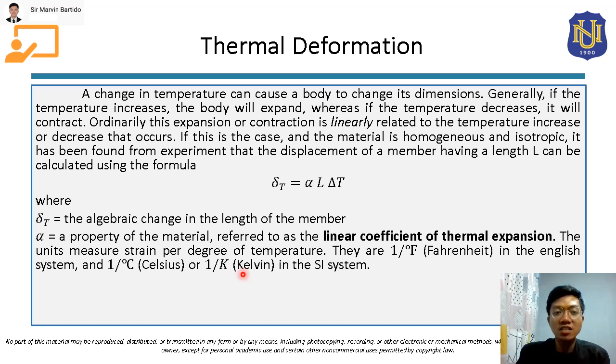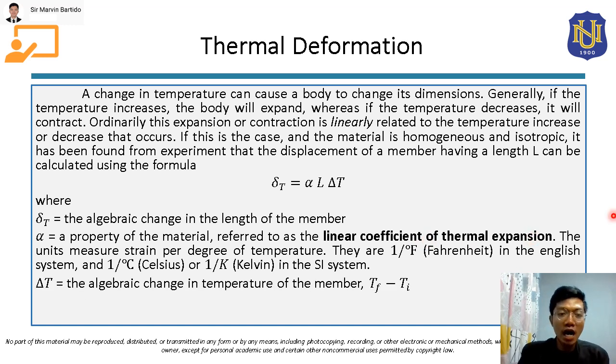And alpha here is a property of the material referred to as the linear coefficient of thermal expansion. The units measure strain per degree of temperature. So the units for this alpha can be either 1 per degree Fahrenheit in the English system and 1 per degree Celsius or 1 per Kelvin in the SI system. This linear coefficient of thermal expansion can be found in the table of the mechanical properties of some materials that I've included in our course material. So if this is not given in the problem, we can refer to that table for the corresponding linear coefficient of thermal expansion for a certain material.